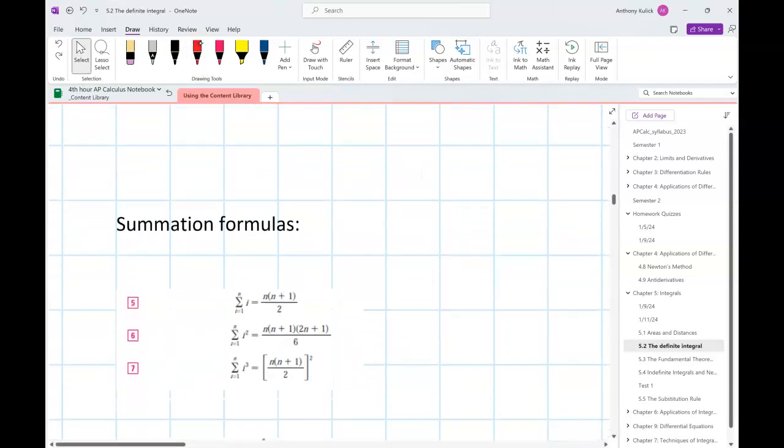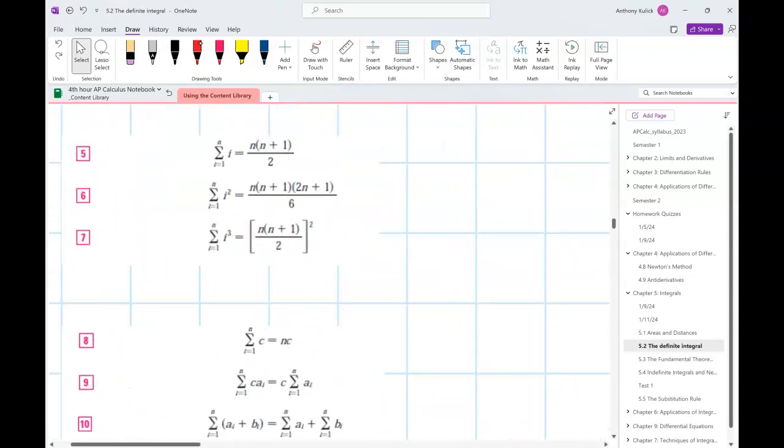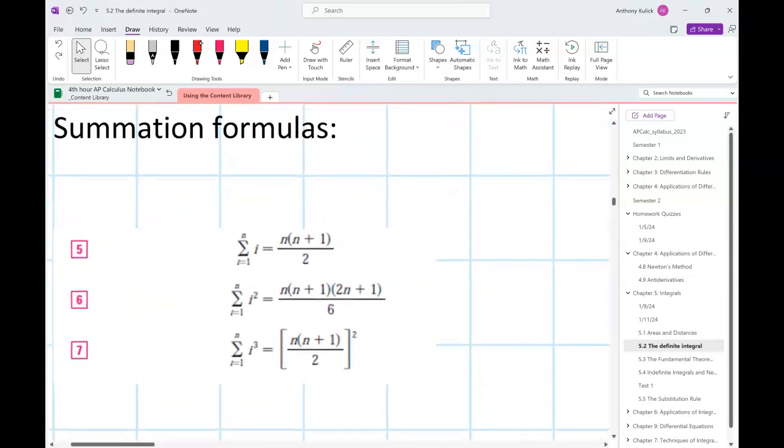Okay. All right. So, summation formulas. What we're going to be doing in 5.2 to actually find these integrals is akin to when we use the limit definition of a derivative to calculate the derivative, right? There's no shortcut. So in order to do these integrals, we're going to convert them into these infinite sums. And to evaluate those sums, we're going to be using these summation formulas.